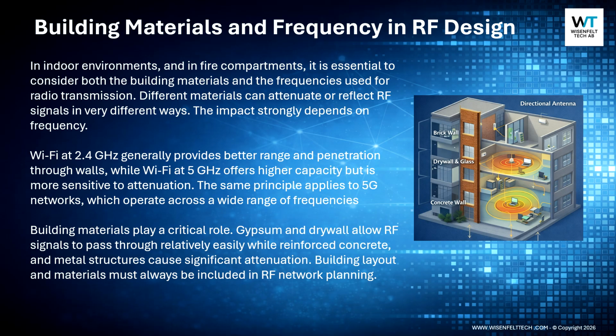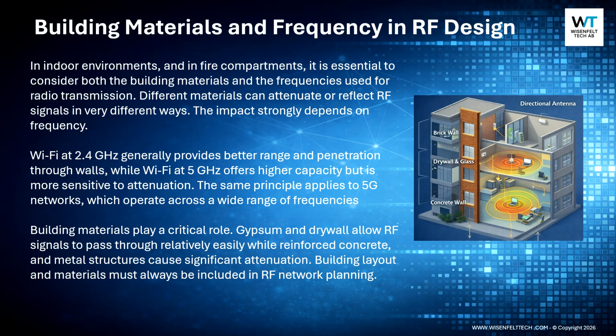The same principles apply to 5G networks, which operate across a wide range of frequencies. Lower frequency bands provide broader coverage and better indoor penetration, while higher frequency bands deliver higher capacity but are more easily blocked by walls and obstacles. Building materials are equally important. Materials such as gypsum and drywall allow radio signals to pass through relatively easily. In contrast, reinforced concrete, metal structures, and steel walls can significantly attenuate or even block RF signals entirely.